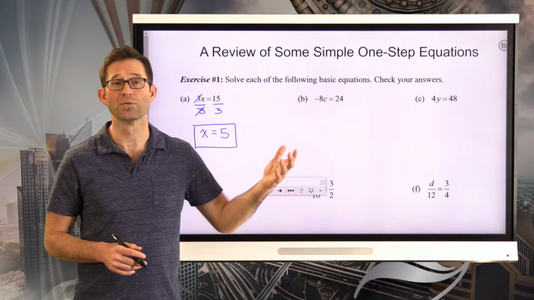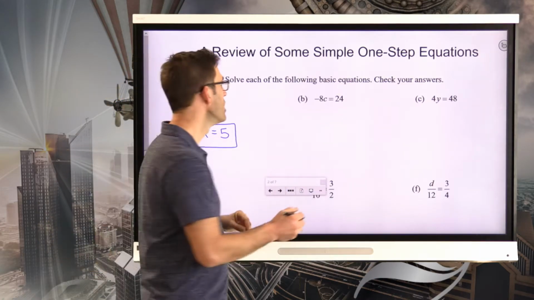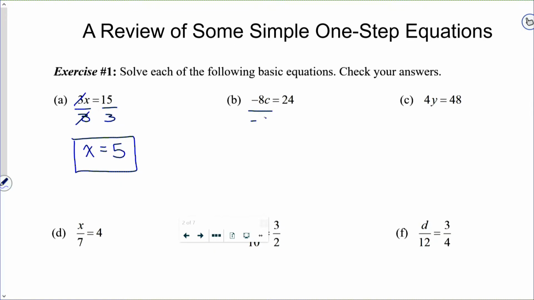All right, B might be the most challenging. I have -8 times c is equal to 24. So I'm going to divide both sides by -8. -8 divided by -8 is equal to 1. And positive 24 divided by -8, remember, a positive divided by a negative is a negative. In this case, we'll have -3.